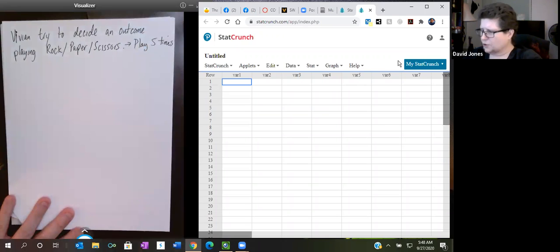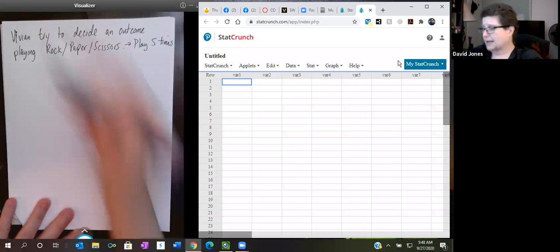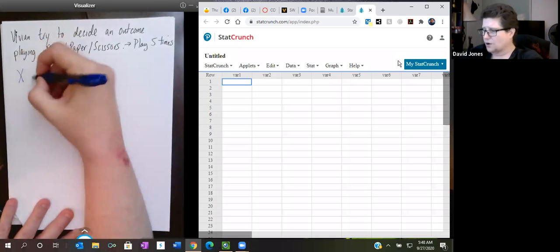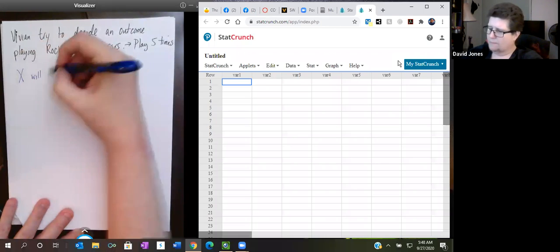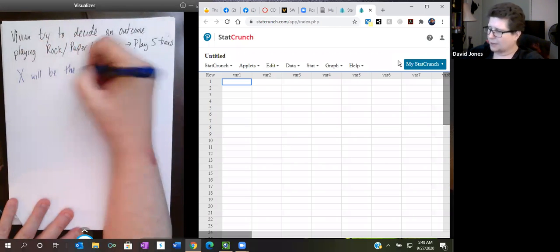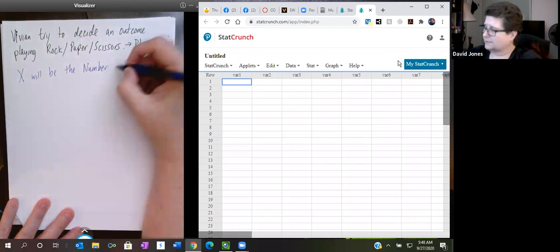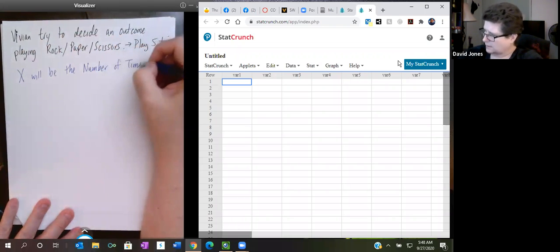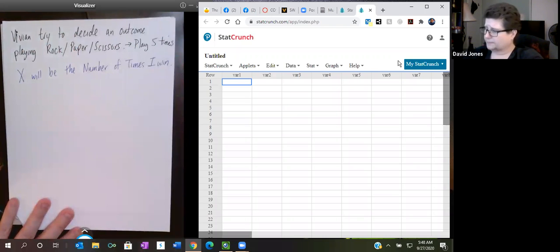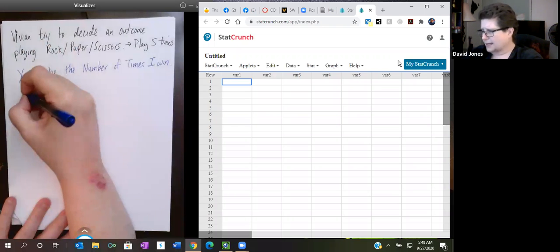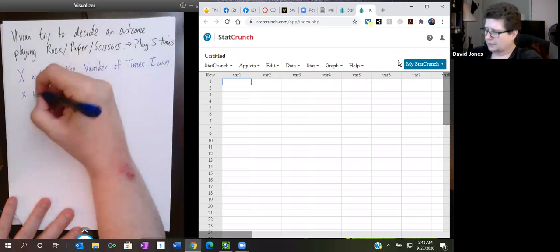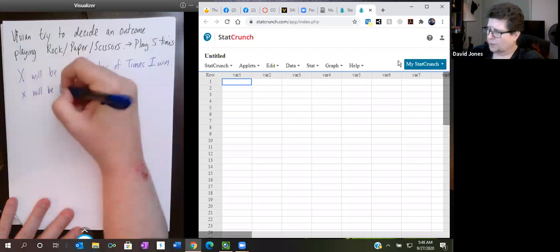And I need my random variable numerical. X will be the number of times I win. That's my capital X. And lowercase x will be the possible outcomes.